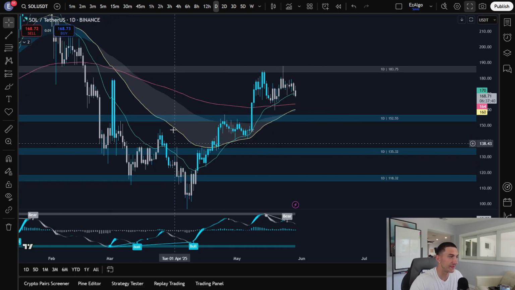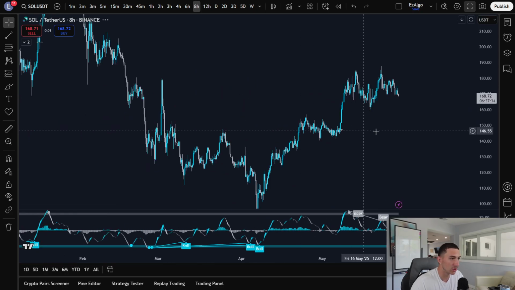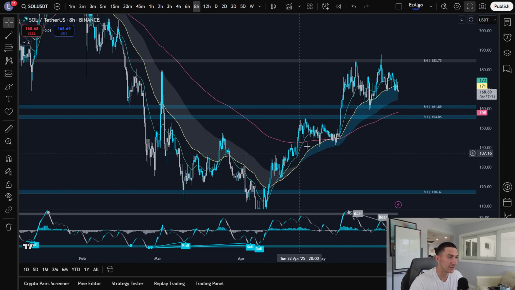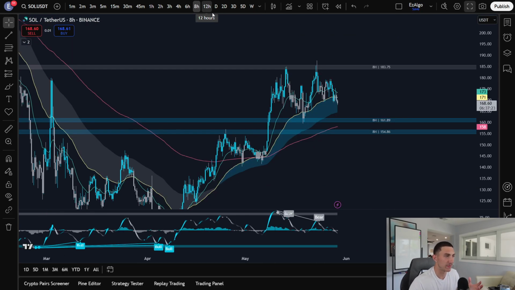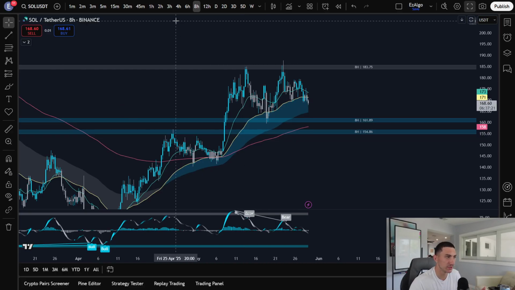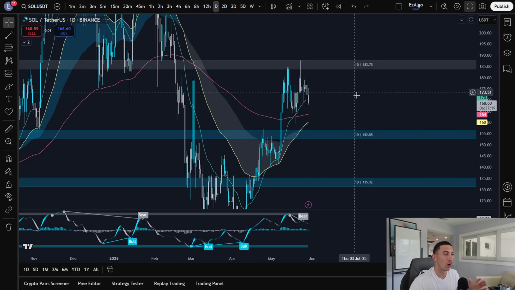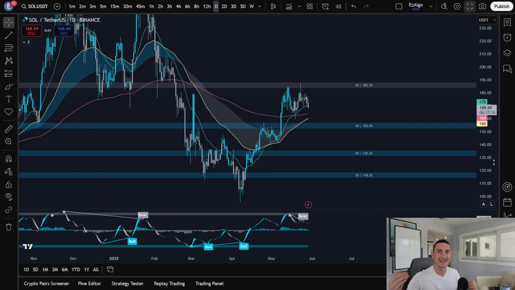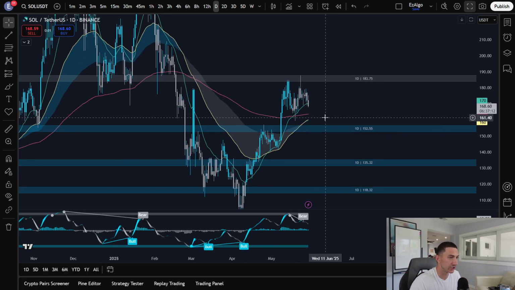Even this trend cloud on the daily time frame is starting to shift bullish. We're above the bearish trend cloud. Hop down to a lower time frame, like an 8-hour time frame. Again, trend cloud is bullish. So in this case, you might be thinking, well, couldn't we be bearish because we're losing these EMAs on the 8-hour time frame? No, because again, we're looking at the daily time frame first. We're doing a top-down analysis. Structure is still bullish here on Solana.